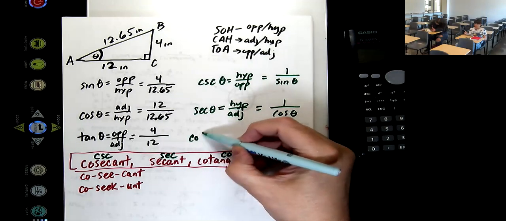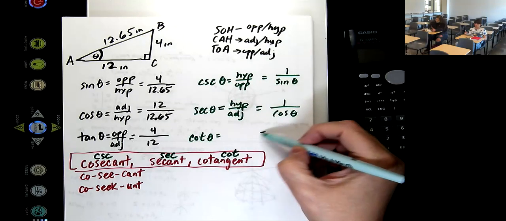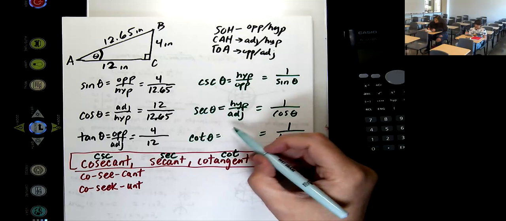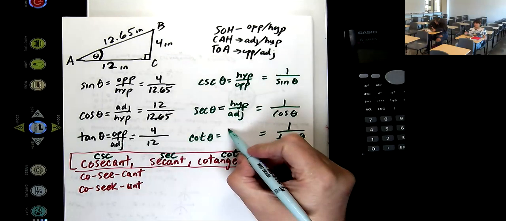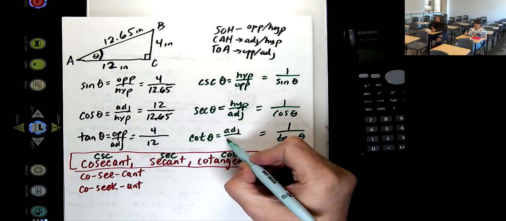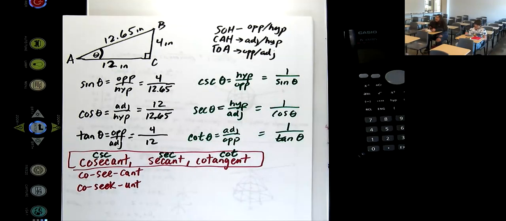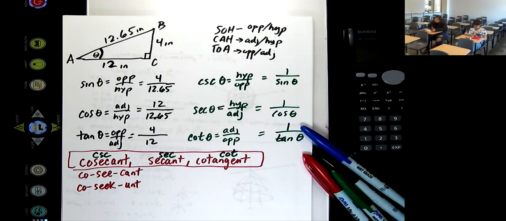And cotangent of theta is 1/tangent of theta. So we flip over this fraction and we get adjacent over opposite. There is no rhyme or anything that goes with cosecant, secant, and cotangent. Ideally, you just remember that these are related.